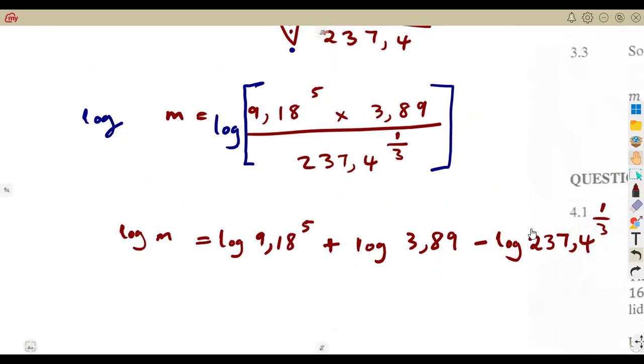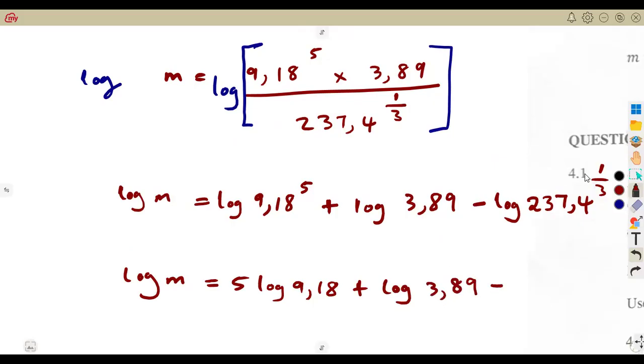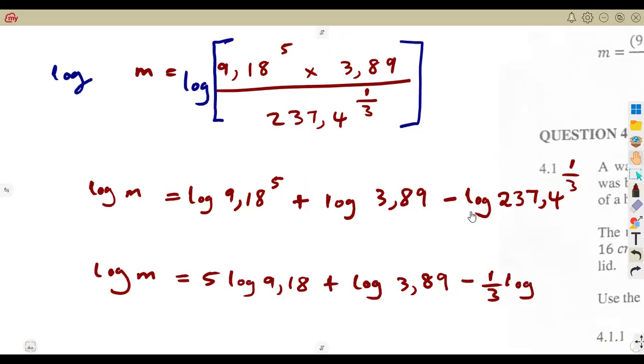So we can drop the exponents. Remember, we saw this previously. When there was an exponent, we had to drop the exponent. So let's drop our exponents. The logarithm of m is equal to, drop this, it is going to be 5 times the logarithm of 9.18, plus the logarithm of 3.89, minus, you drop the exponent, so that's minus a third, the logarithm of 237.4.